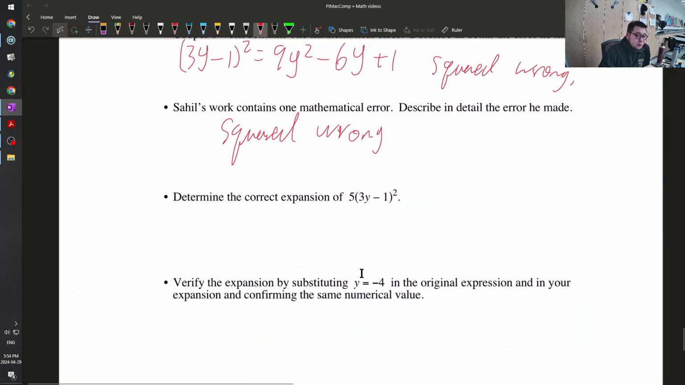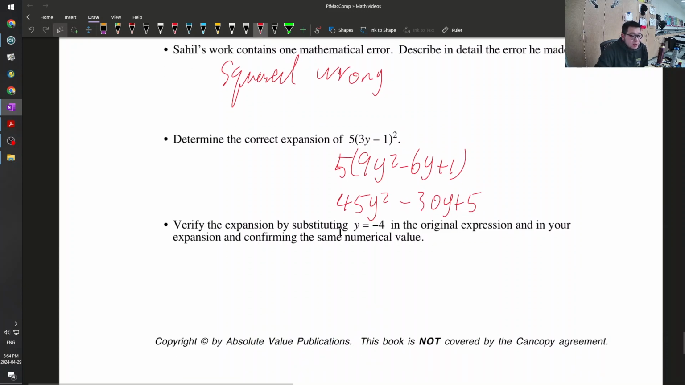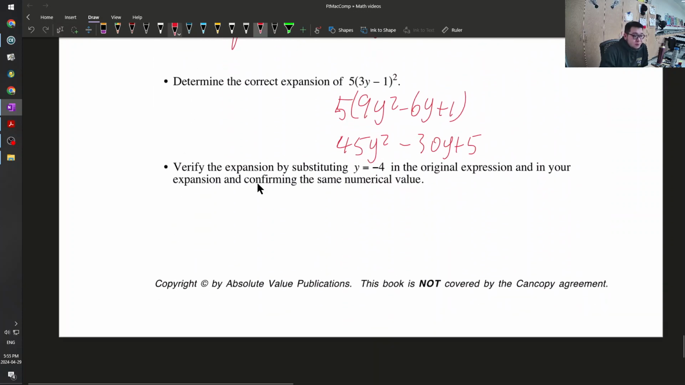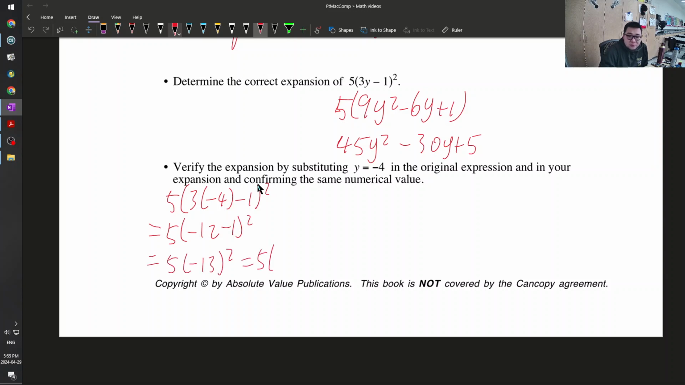Okay, now they have to determine the correct expansion, so we just do 5 times what is 3y minus 1 squared. It is 9y squared minus 6y plus 1. Expanding with the 5, we get 45y squared minus 30y plus 5. Verify the expansion by substituting y is equal to negative 4 in the original expression and confirming the same numerical value. So substituting y equals negative 4, we get 5 times (3 times negative 4 minus 1) squared. 5 times (negative 12 minus 1) squared. 5 times negative 13 squared. 5 times 169 is equal to 845.